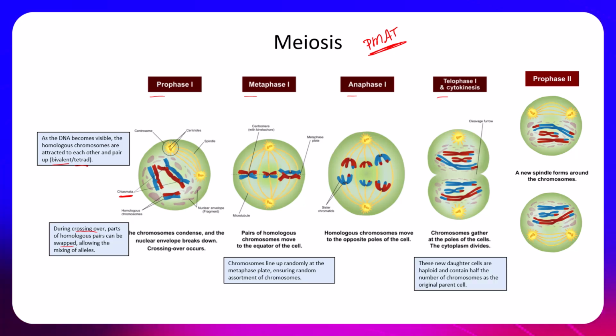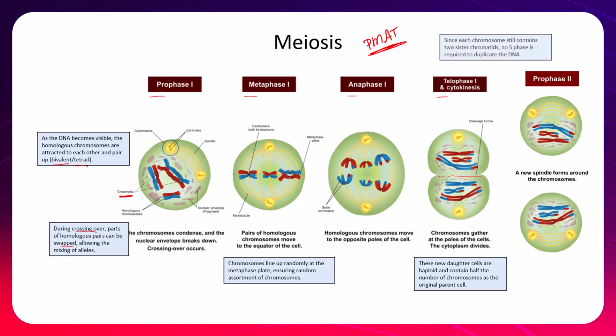The new daughter cells are haploid and contain half the number of chromosomes as the original parent cell. We have separated all of the homologous pairs. We have not separated the sister chromatids at this point. Once telophase happens, the cleavage furrow will form, the spindle fibers will break down, the centrioles are in their poles, they will eventually split the cytoplasm, and cytokinesis takes place.